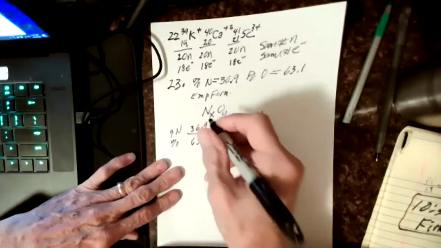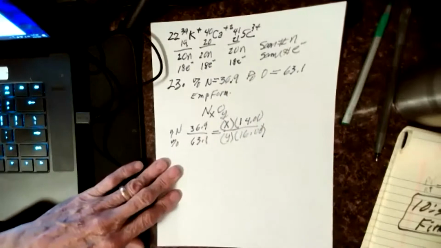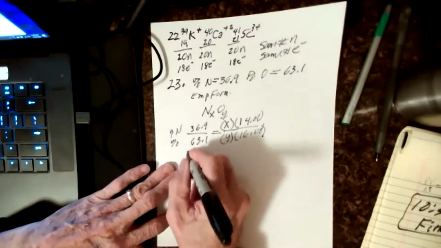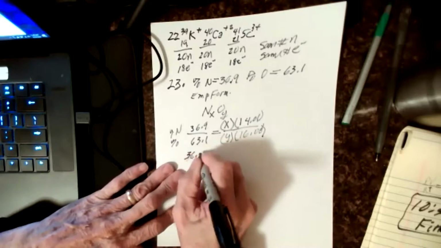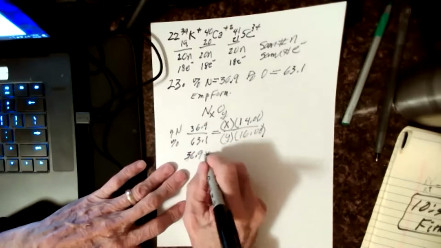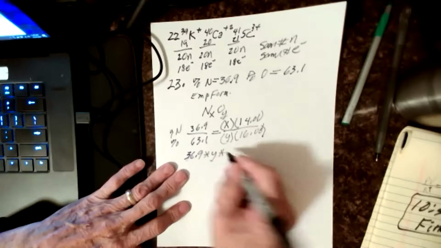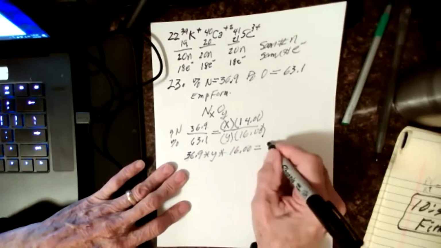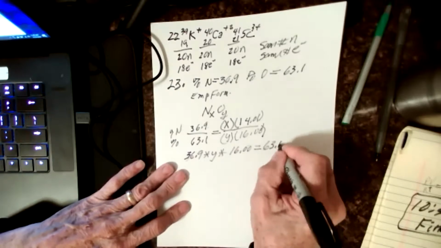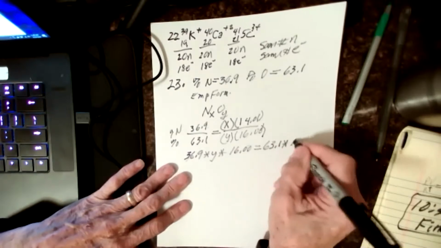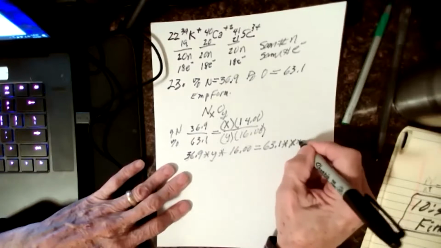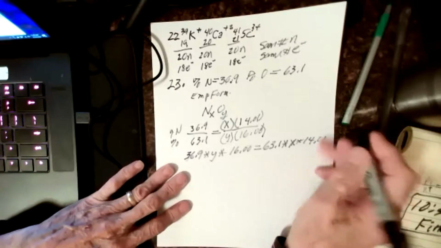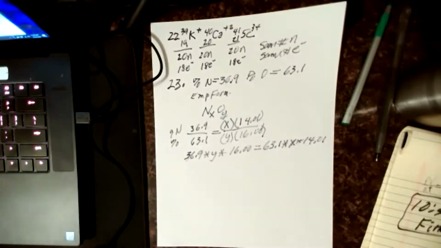So all I've got to do is cross multiply and solve. If I take 36.9 times Y times 16, that has to equal 63.1 times X times 14.01.